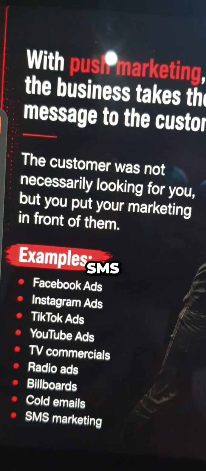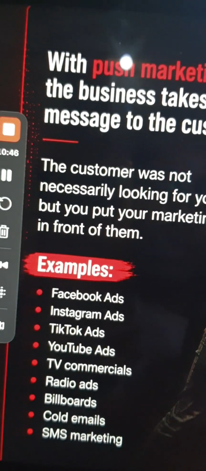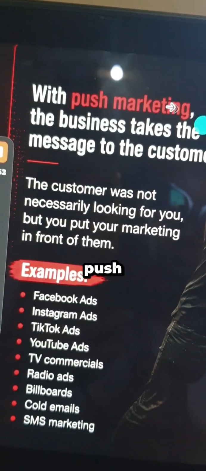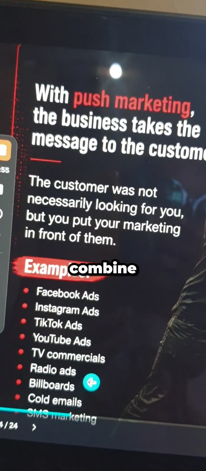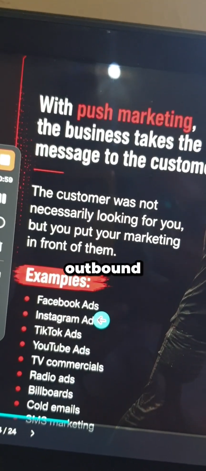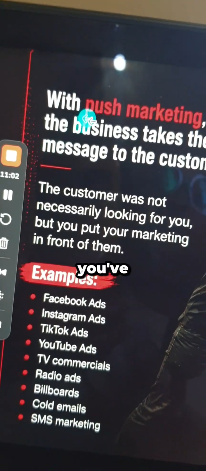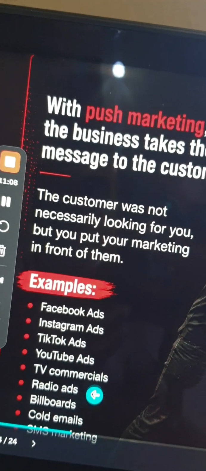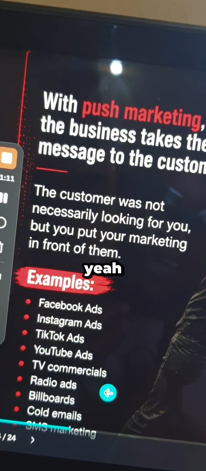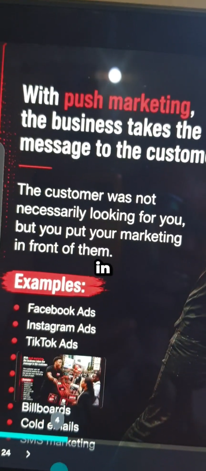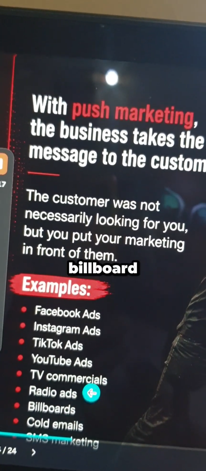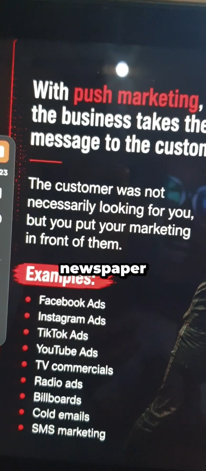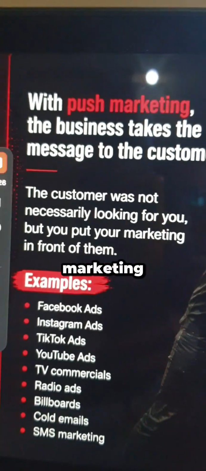When you get an SMS from Naivas or QuickMart on your phone, that's an example of push marketing. Now notice that push marketing is mostly paid. But there is also traditional marketing in here: billboards, radio, SMS, even newspapers. When you're just reading your newspaper and you see an ad, that is an example of push marketing.